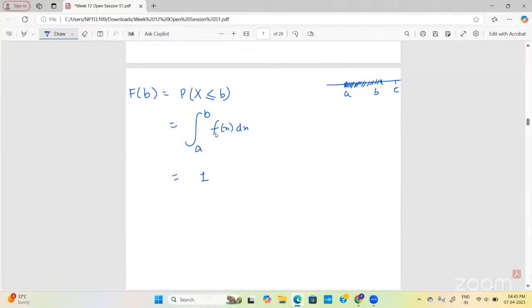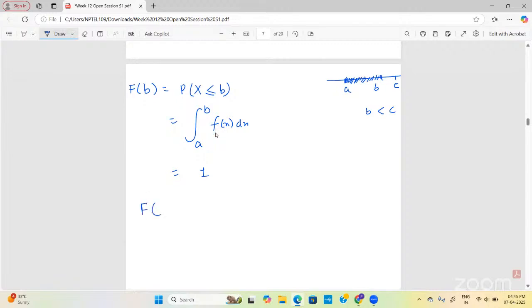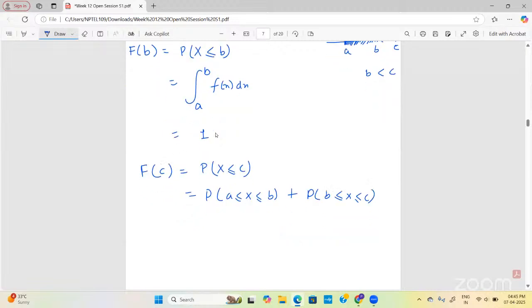away from it, which is suppose c, there is a point c which is greater than b. So you want to find the CDF at point c. Then how can we write it? So it is like x is less than or equal to c, right? Also, I can write that from the lower limit to b, and then from b to c. Is this point clear, how I have written this thing?